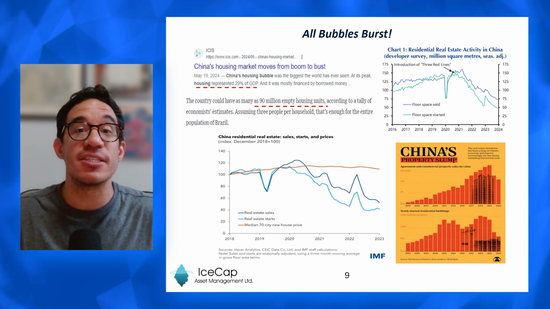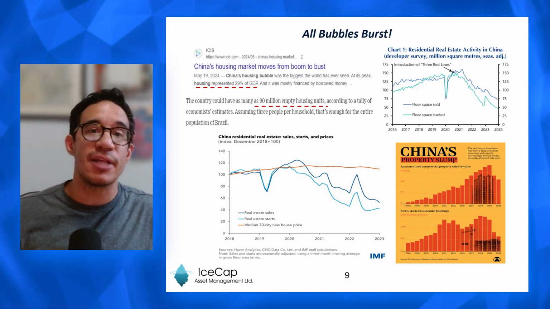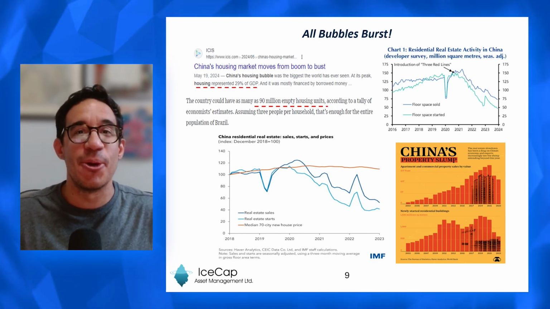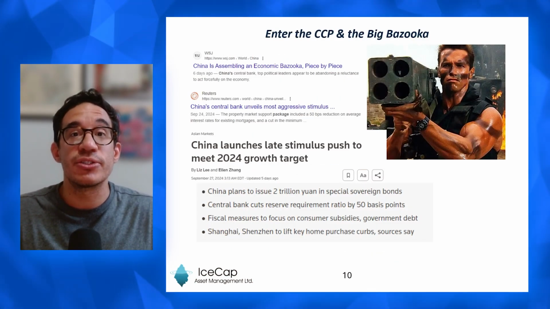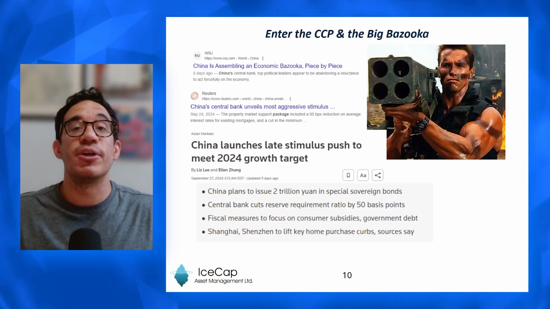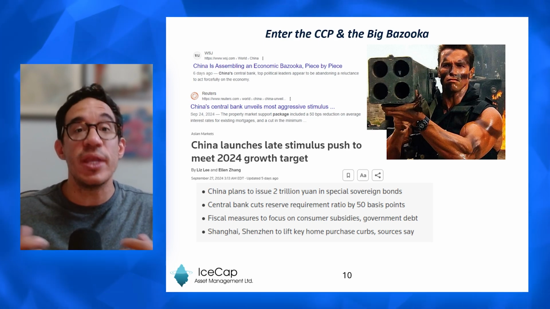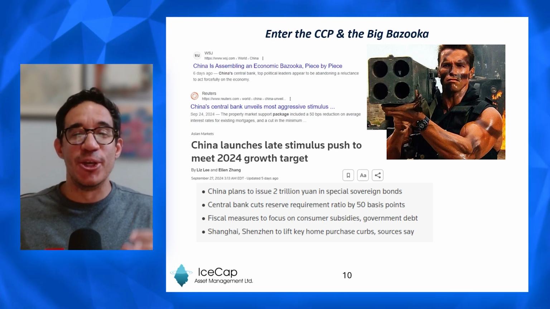Additionally, this drag from housing has leached into other parts of the economy, and that makes sense, of course. People feel poorer, less confident, and their consumption falls as a result. Again, Canadians know a thing or two about this. These growing debt deflationary pressures due to crashing property markets and falling consumer confidence have exposed China's over-reliance on exports in a weakening global trade environment. Enter the CCP and the Big Bazooka.